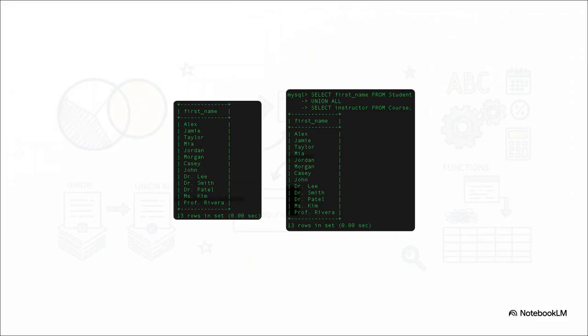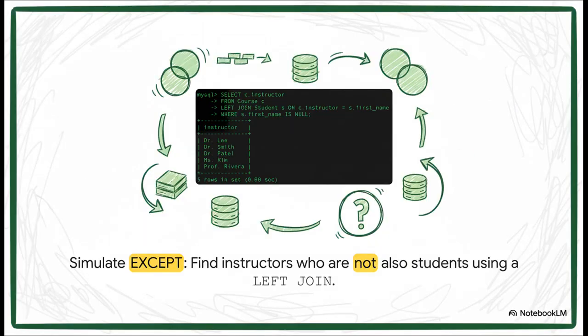And you can see it perfectly right here. On the left, with union, we get a nice clean list of 12 unique names. But look at the right side. Union all gives us 13 rows. So what's that extra row? Well, that's a duplicate. It's a name that was in both the student and instructor tables. That's union all in action. It just grabs everything.